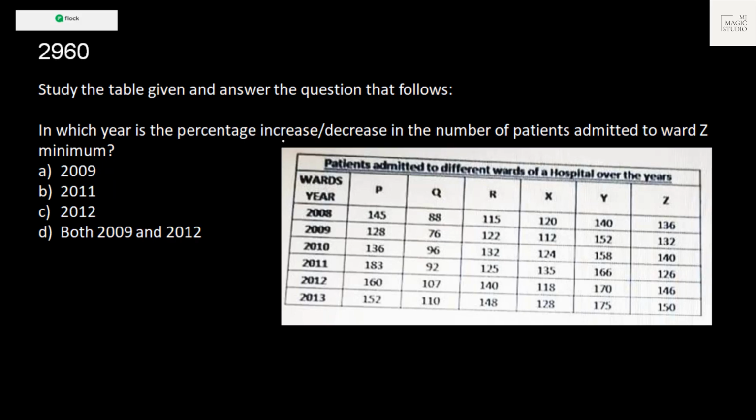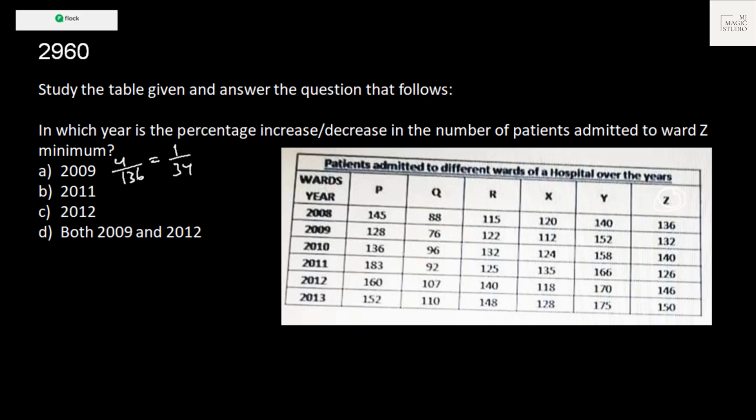We have got one more question on the same data. In which year is the percentage increase or decrease in the number of patients admitted to ward Z minimum? Let's move with the options. 2009, it has reduced by 4 units. So this is 4 by 136. That is 2.9, 1 by 34.